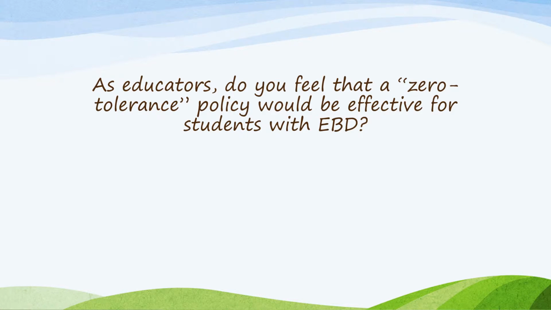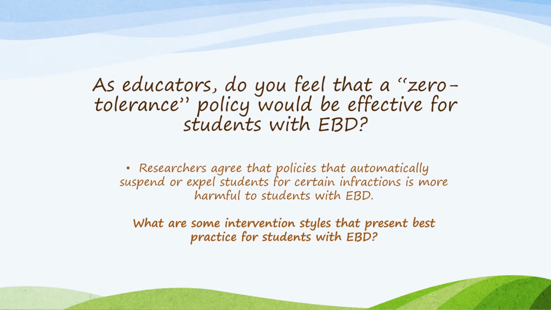So in doing some research, I came across this question and wanted to throw it out to you guys to see how you feel or what your experience is. As educators, do you feel that a zero tolerance policy would be effective for students with EBD? From what I've gathered, researchers actually agree that these policies that automatically suspend or expel students for certain infractions are more harmful to students with EBD. You could be lowering their self-image and also affecting their anxiety and depression, because school is already maybe a personal struggle for them, so having the zero tolerance policy could deter them completely.